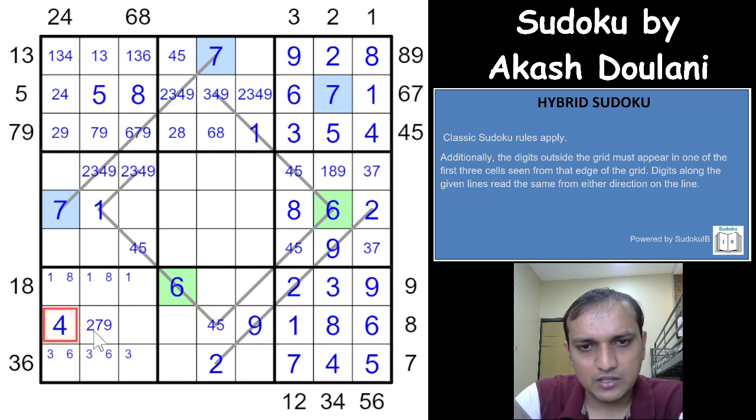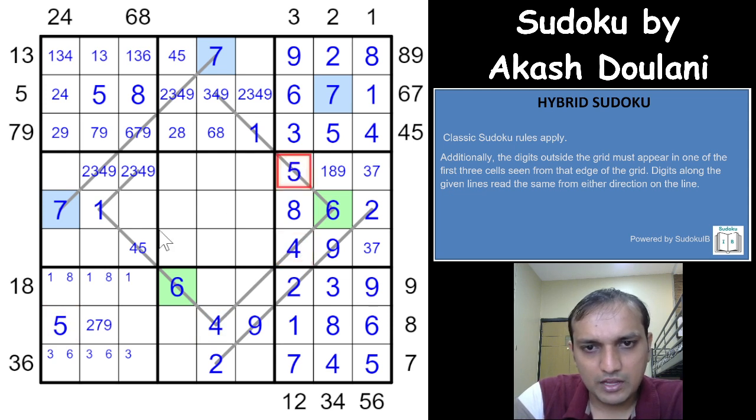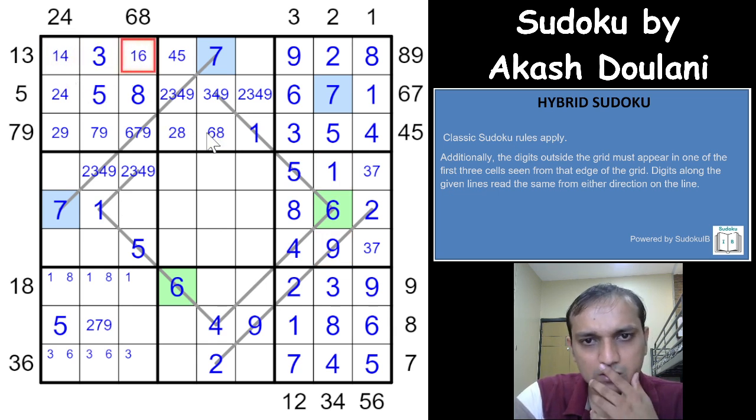So this is 5. That gives you 4 and a 4 here. 5, 5, 1. This is a 3 here. 3 is eliminated from here and here.